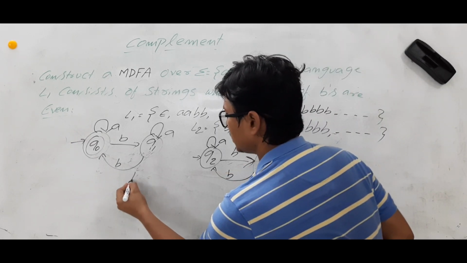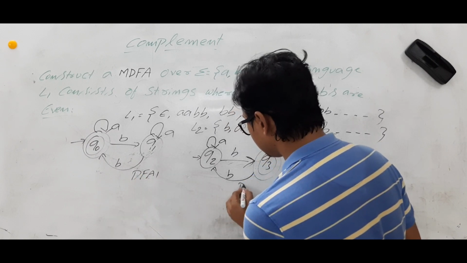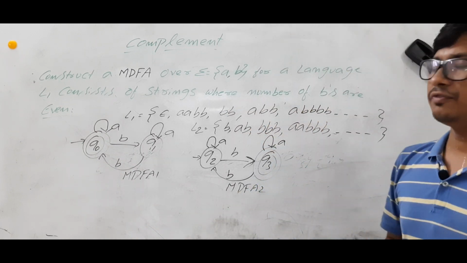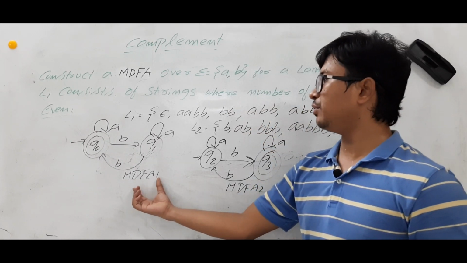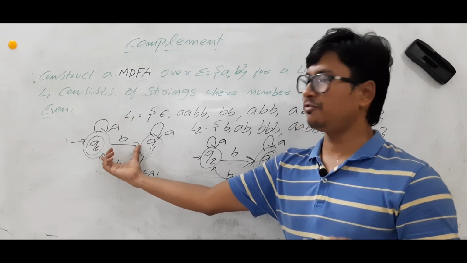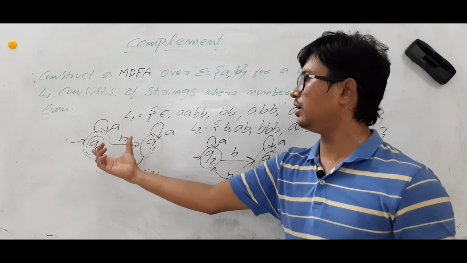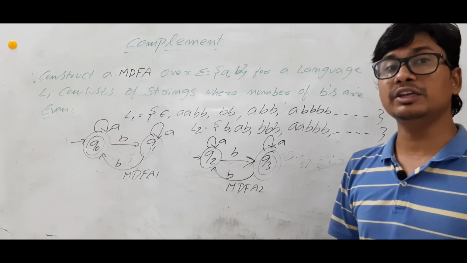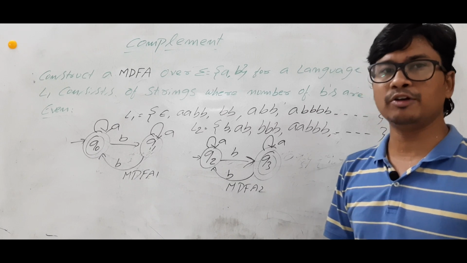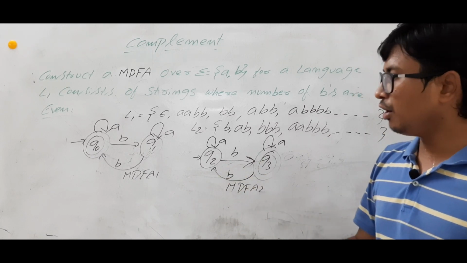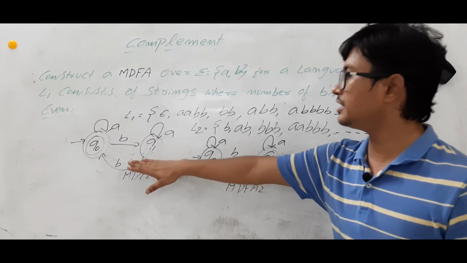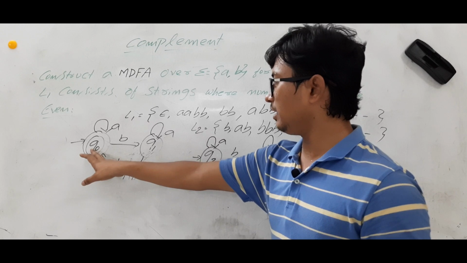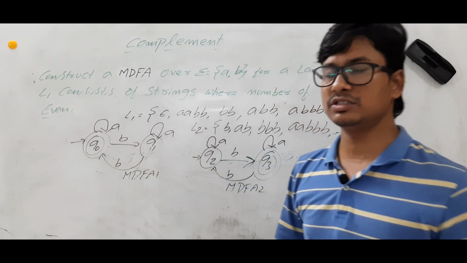Let me write this as DFA1, and this as DFA2, or minimized DFA1 and minimized DFA2. If you see, minimized DFA1 accepts the strings where the number of B's is even, and this one will accept the strings where the number of B's is not even, or I can say odd. Now we will see the relation between these two DFAs. Is it clear?